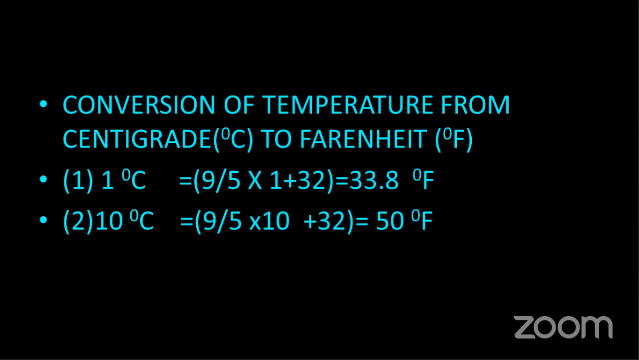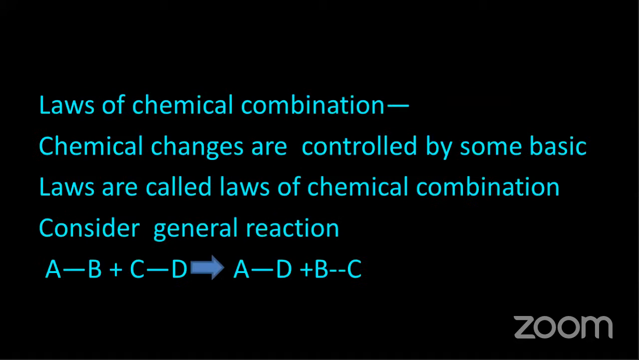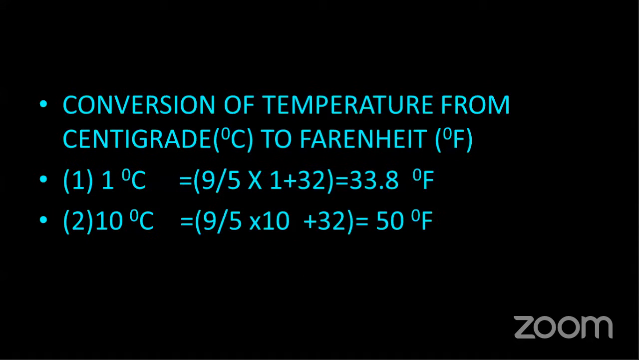If you simplify this, 9 into 1, so that becomes 9 upon 5, right? So 9 upon 5 comes down to 1 point something, plus 32, and the final answer is 33.8 degree Fahrenheit. Okay, so very simple it is. 1 degree is the temperature in degree Celsius, so 9 upon 5 into 1 plus 32. When you simplify this, you will get the answer 33.8 degree Fahrenheit.